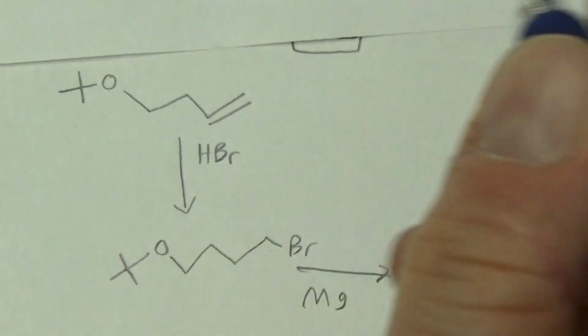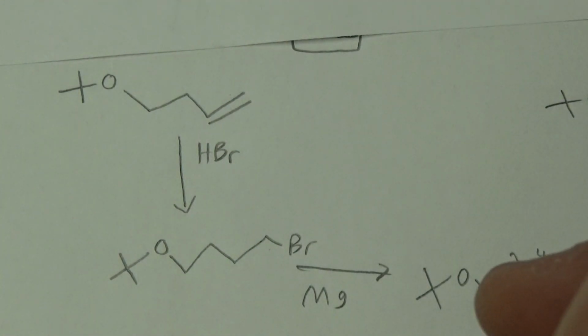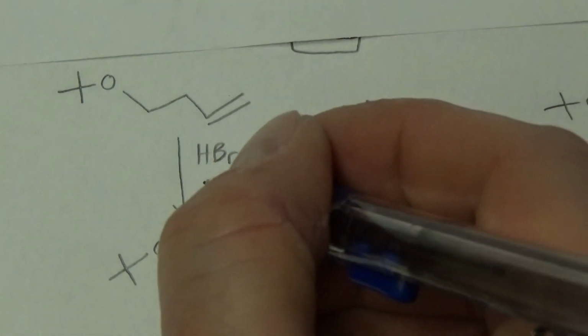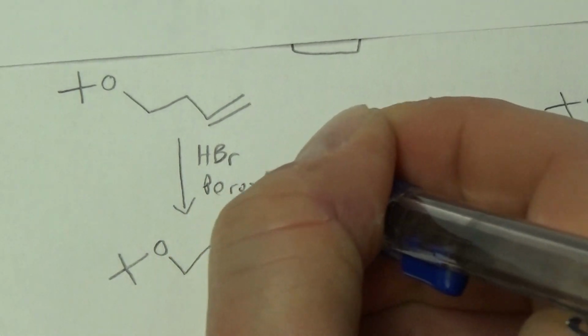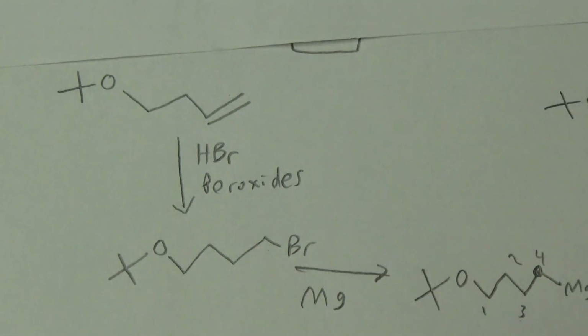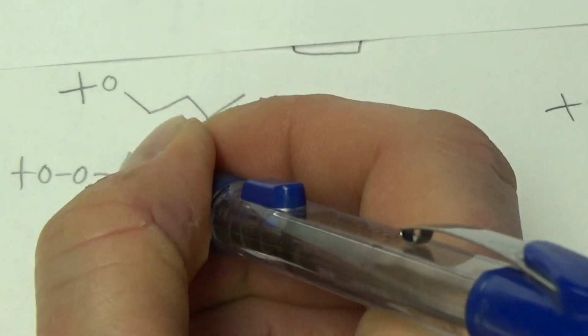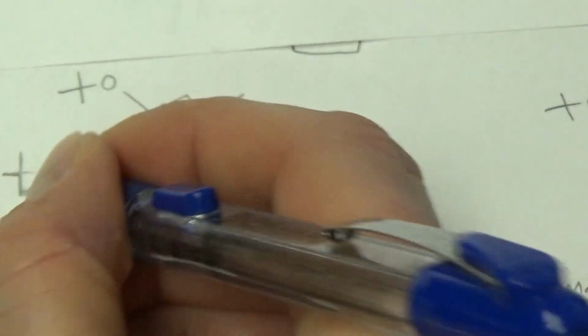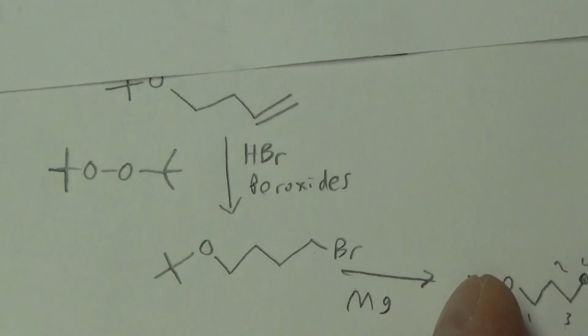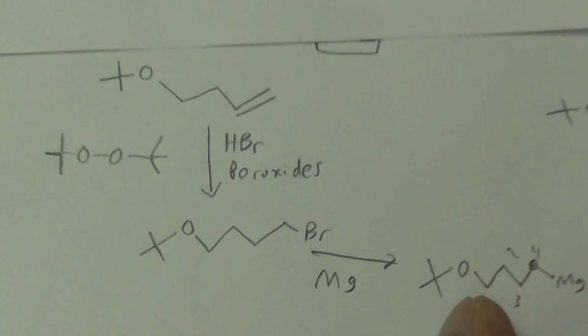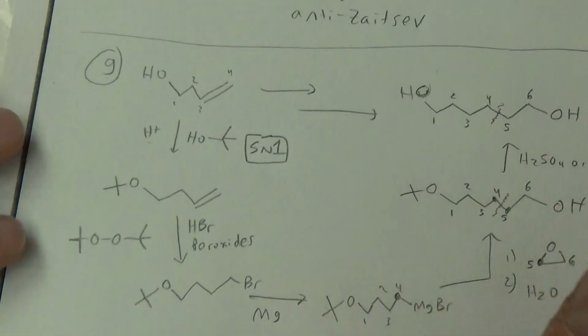But it's not just HBr. To make it anti-Markovnikov, it's HBr plus something. Peroxides. If you want to draw the peroxide out, it's tert-butyl, oxygen, oxygen, tert-butyl. Di-tert-butyl peroxide. And we solved it. Now we've solved the synthesis.